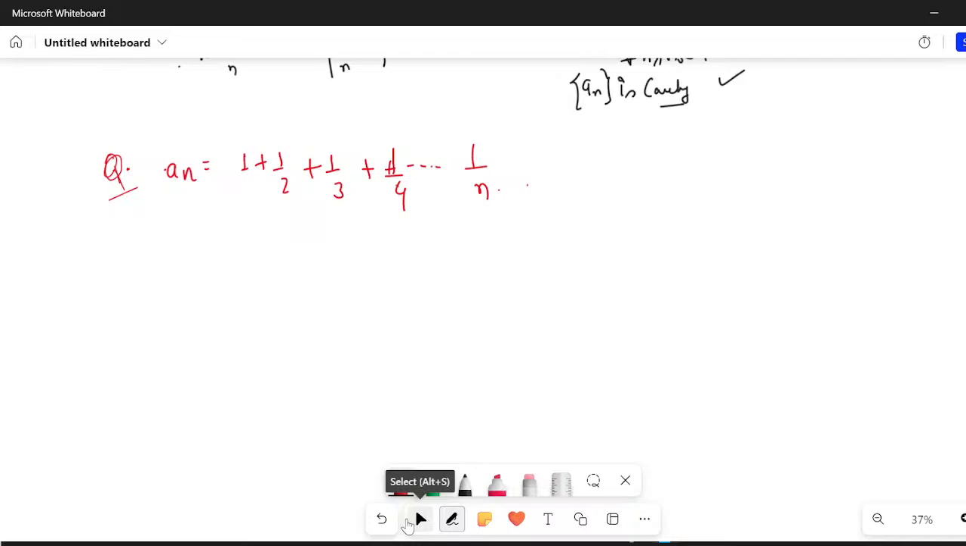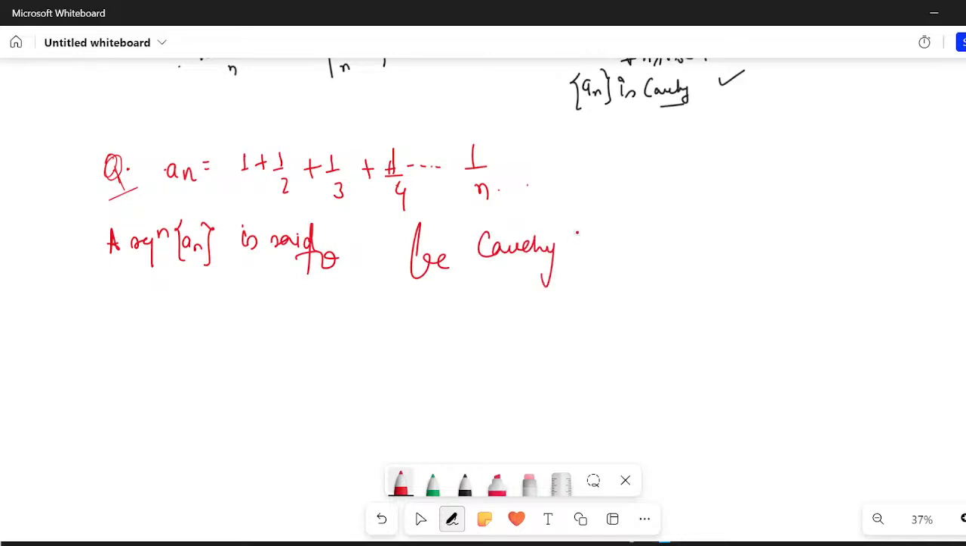What was the definition of a Cauchy sequence? A sequence, let's say an, is said to be Cauchy if the modulus of am minus an can be made less than epsilon for all m greater than n greater than or equal to n naught, which belongs to the natural numbers. This is how you define your Cauchy sequence.